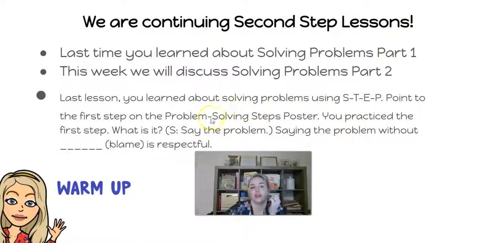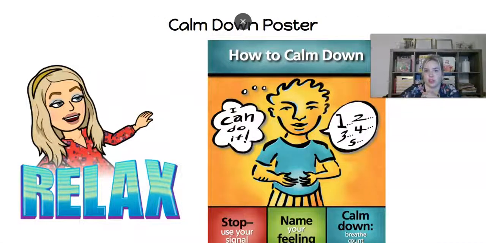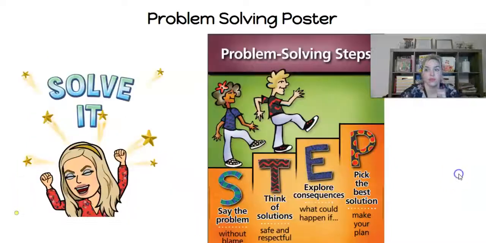We're going to look at the problem solving steps poster in just a second, but you practiced the first step, and it's S, say the problem. Saying the problem without blame is respectful. Today we're going to talk about the next one. Remember our calm down poster, that's still super important. Remember saying you can do it, stop using your signal, name your feeling and calm down. Breathing, counting, and using positive self-talk is really important.